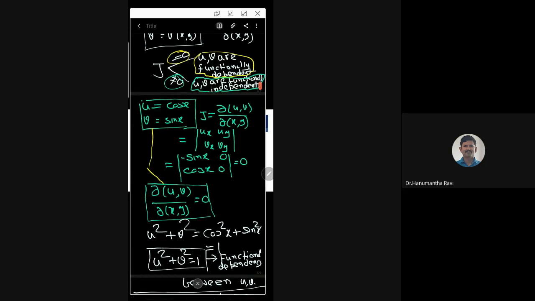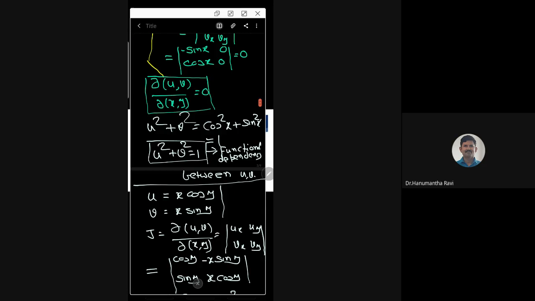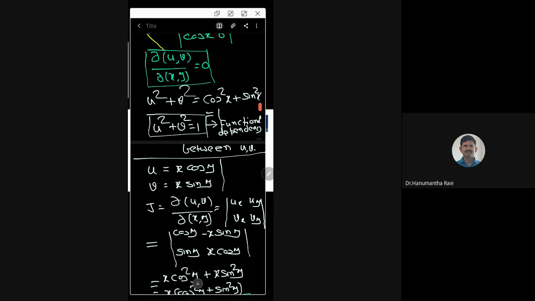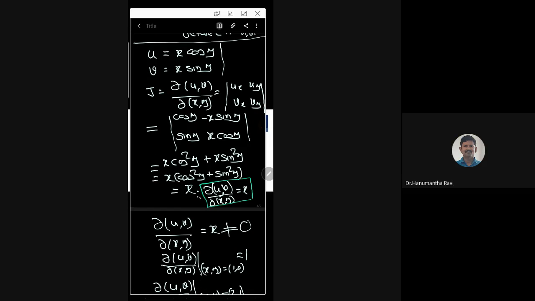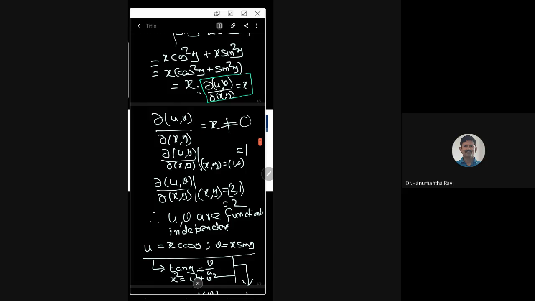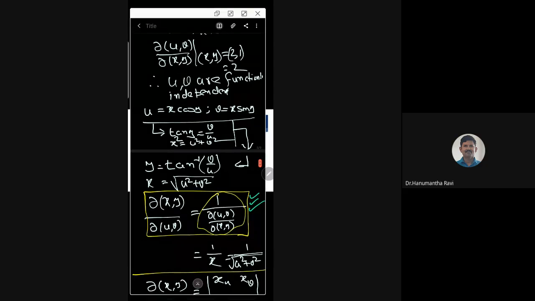I have given here an example whereby we can see that there is a functional dependency between u and v, where u is cos x and v is sin x, and that relationship is u square plus v square is equal to 1. On the other hand, if we take another example, u is equal to x cos y and v is equal to x sin y, then the Jacobian becomes x, which is not identically equal to 0. So you cannot expect an explicit relationship between u and v which does not involve x and y. So they are functionally independent. That is one of the important uses.